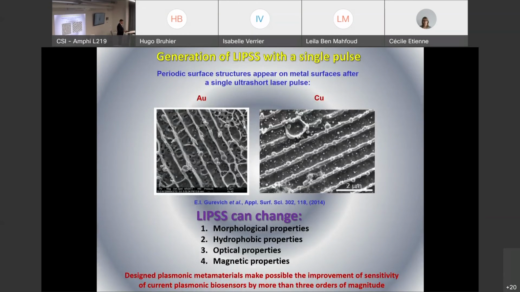The production of LIPSS can change morphological properties, hydrophobic properties, optical and magnetic properties of the material.